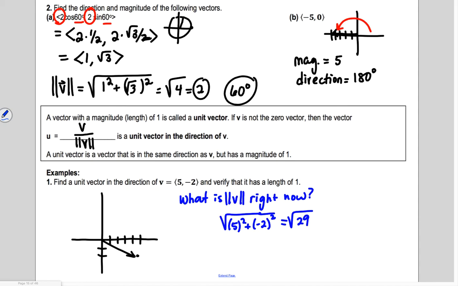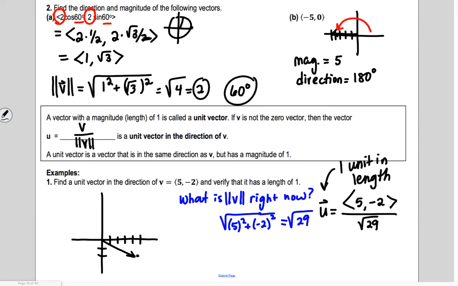If I want to make it smaller, so it's only a length of 1, I'm going to multiply it by some number, or divide it by some number, right? So I'm going to take this vector v that I had before, and I want to make it a length of 1, so I'm going to divide by square root of 29. That's going to be my vector u, which is a unit vector, 1 unit in length. So the way we write this is 5 over root 29, comma, negative 2 over root 29, like that.